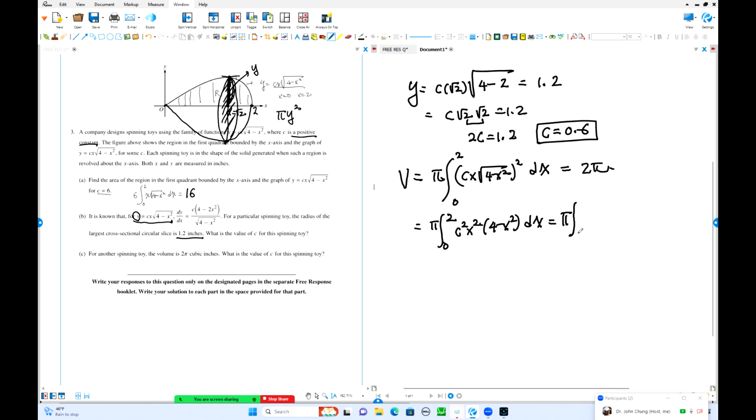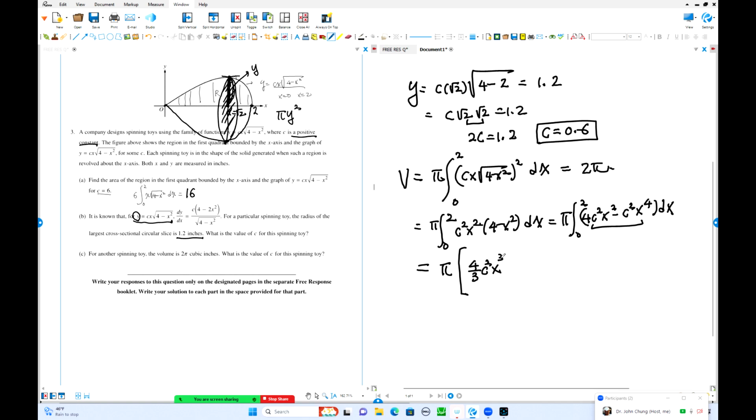Pi over here, 0 to 2. 4 times c squared is what? 4c squared x squared, right? And x squared times c squared x squared, another x squared c squared times x to the fourth power. That's the value. Now find the antiderivative of this one. x is a variable, c is a constant. So plus 1 divided by 3 is what? Antiderivative. Pi is out. Inside the antiderivative, 4 over 3 c squared x cubed, isn't it?